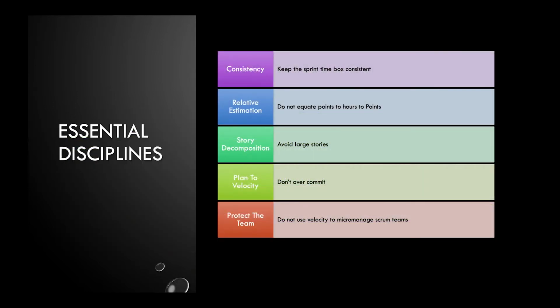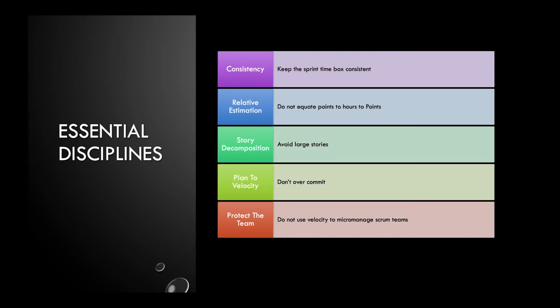There are a few key disciplines that teams must strive for in order to maintain the effectiveness of velocity. Since velocity is measured in relative units, translation to time is critical. If the sprint time box is changed, it is difficult to translate velocity metrics to a value delivery rate.